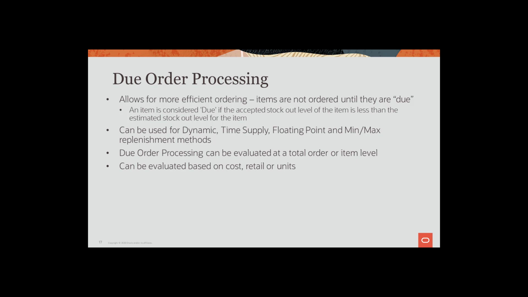Users also have the option of having orders evaluated at the total order level or by each item on the order. If using item level processing, an order is considered due when one item on the order is due. When using total order level processing, the stock out and expected stock levels for all items are summed to determine if the order is due. Users can choose to evaluate an order based on cost, retail, or units.